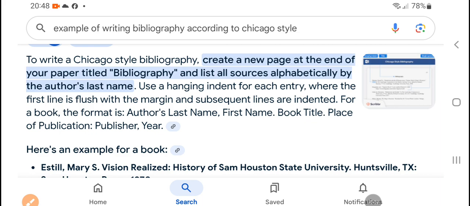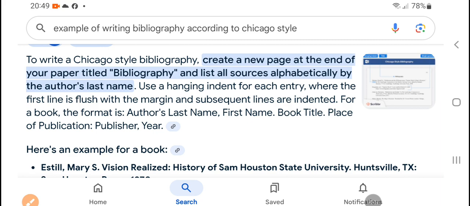So let us see. Here I am talking about the format of bibliography. So, what is the format of bibliography? To write a Chicago style bibliography, right? UGC follows the Chicago style bibliography.